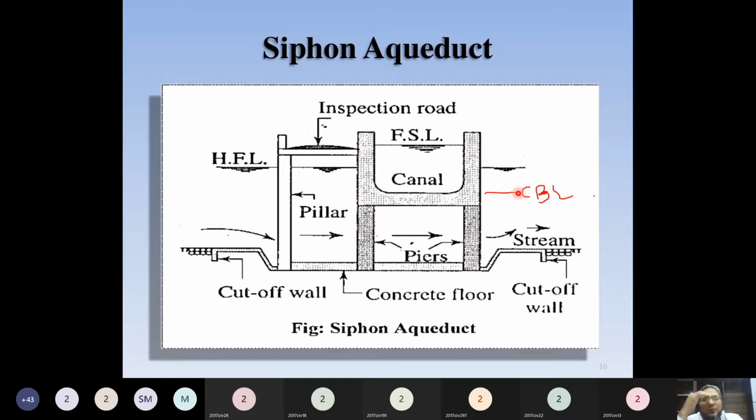When we have to provide a siphon aqueduct, the canal is of course crossing above the drainage, but in such a way that the canal bed level is slightly lower than the high flood level. Then we have to provide a siphon aqueduct, and here the water is flowing under pressure, because it becomes a pressure conduit.